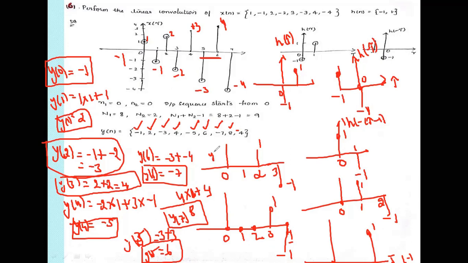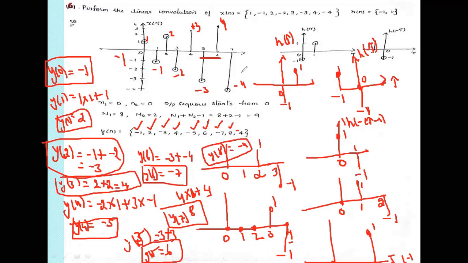y of 8 is equal to... So it starts from the 0. The value is minus 4. 1 into minus 4 is minus 4. Okay, so like that we can find out the convolution of any given function.